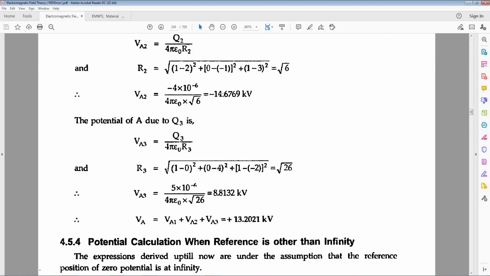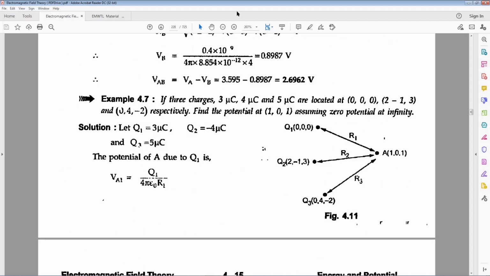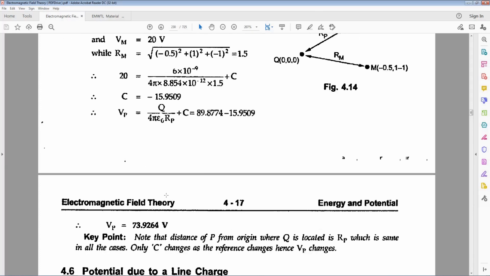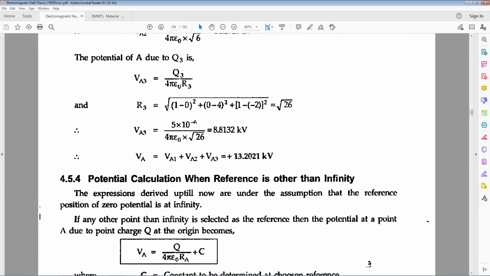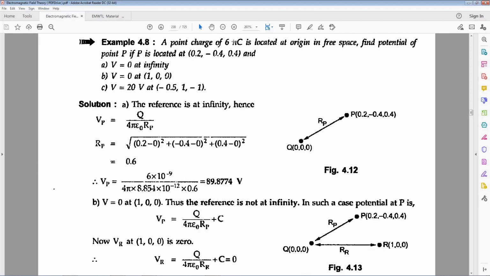Then you can find all the terms: 19.06, 13.8, 8.813 and minus 14.6. So the Q2 is given as plus here, but let us take it as a minus value. Here Q2 is equal to minus 4 microcoulombs. Combination of all the three gives 13.2021 kilovolts.